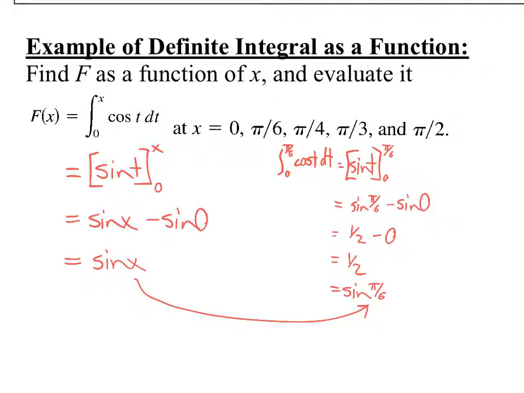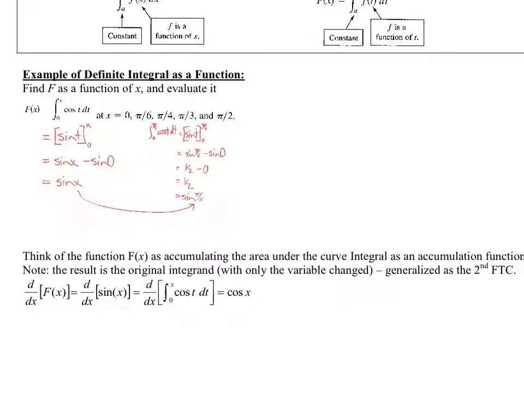We saw already that rather than doing each of these different integrals over and over again, we can do the integral once in terms of x, and then just plug in pi over 6, pi over 4, pi over 3, pi over 2. And we'd get 1/2, root 2 over 2, root 3 over 2, and 1. Okay? So that's the opening idea of what we're doing here.